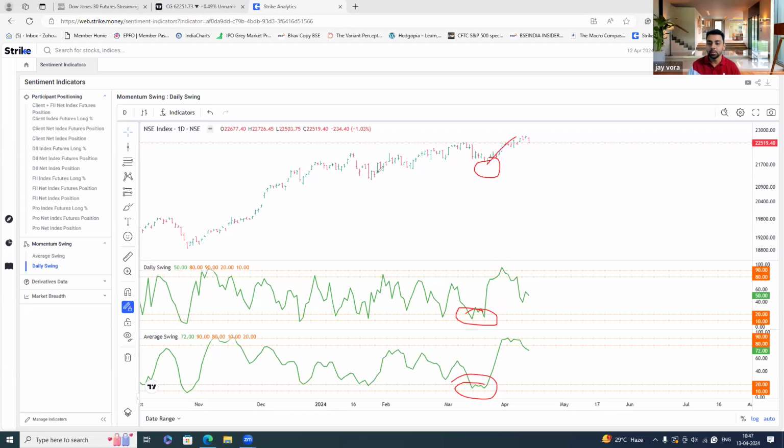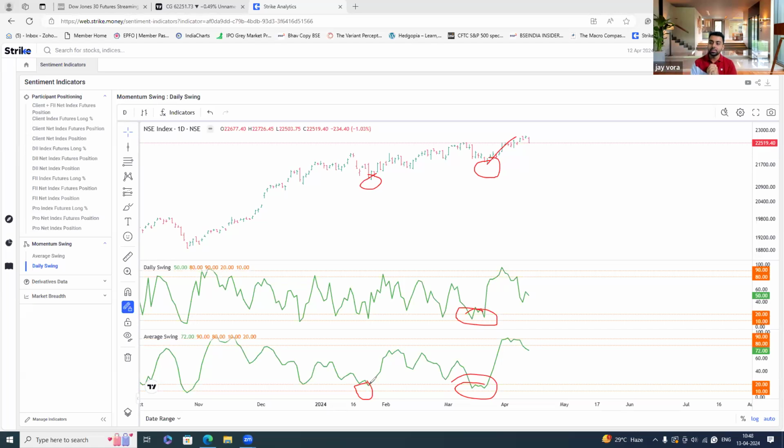Okay. Similarly over here, not at every bottom will you see daily swing and average swing coming towards the bottom at the same time. But when they do, it can be a very good signal and an indication that the existing correction can halt, and if not a bounce, then at least a sideways consolidation is due. So, people who are trading options will find it very helpful.